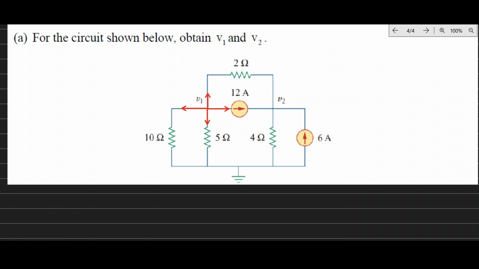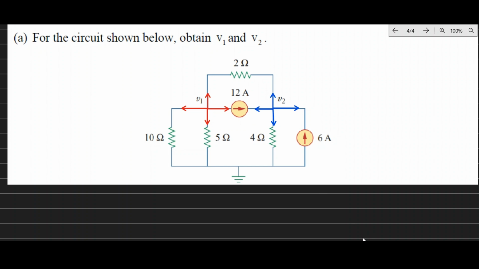Same thing you're going to do for node number 2. For node number 2, I also have other currents, all the currents leaving that node. So you assign the currents leaving that node properly.